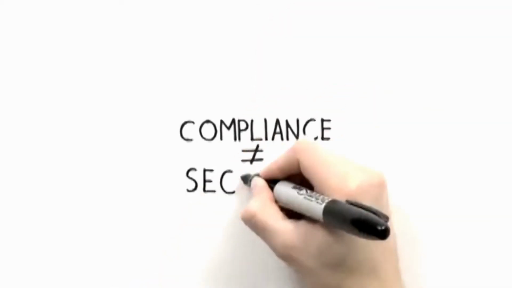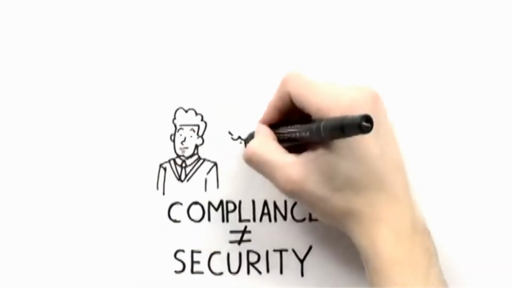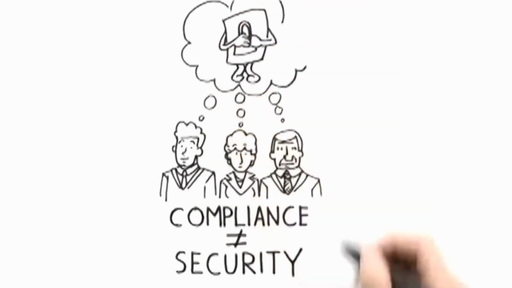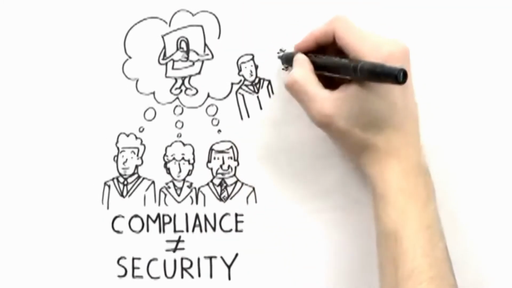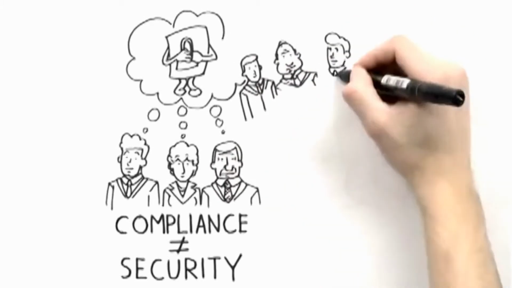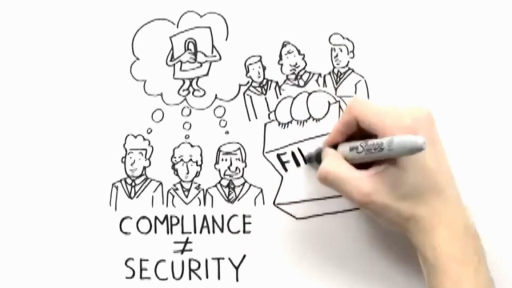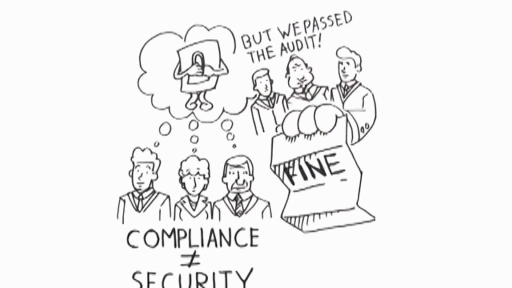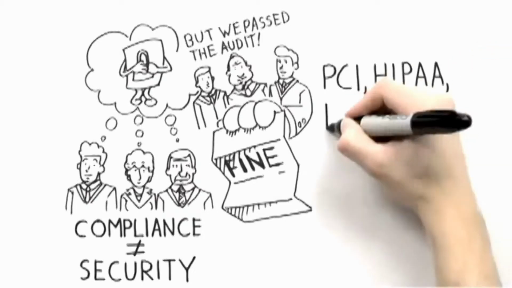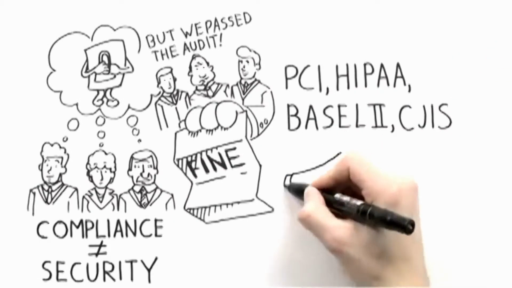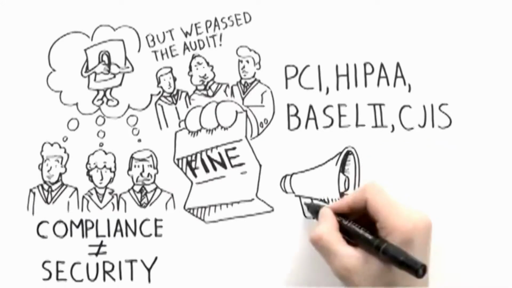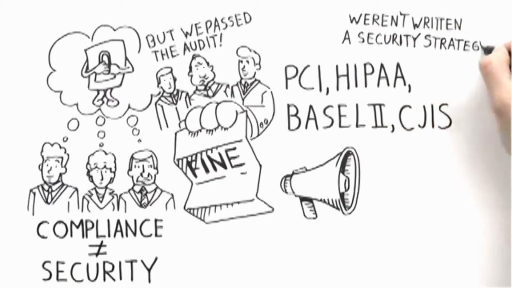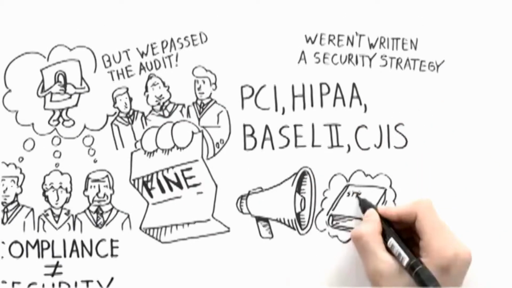The first point I'd like to address is that some companies assume that compliance equals security. We've seen companies get sensitive information breached, and in their defense, their CEOs or other high-ranking officials have basically said, "But we passed the audit, that should count for something." And the CEOs were wrong, and the companies got fined. All these guidelines, PCI, HIPAA, Basel II, CGIS, and so on, inform companies how to protect sensitive data. But they weren't written to be an enterprise security strategy and shouldn't be thought about that way.